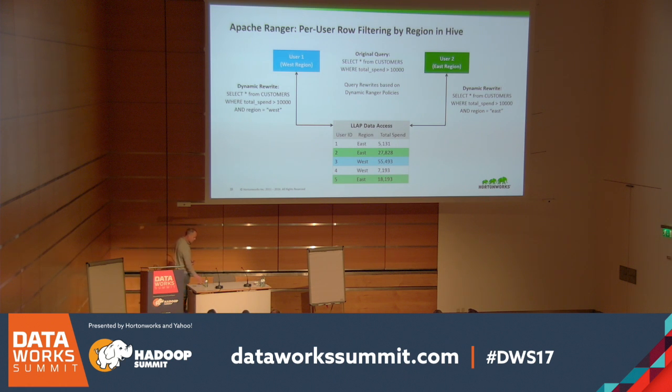What Ranger gives you the ability to do is define policies that say users in this region can only see this data, and that's expressed as a where clause that you see up here. So the user actually writes this query, select star from customers where total spend is greater than 10,000, but working together with Ranger, Hive actually rewrites that query to have the where clause in there that limits what the user can see. And the same thing happens over here on the eastern side. So these users aren't even necessarily aware that they're seeing a portion of the table. To them, they're seeing the table, but they're seeing the part that you've allowed them to see.